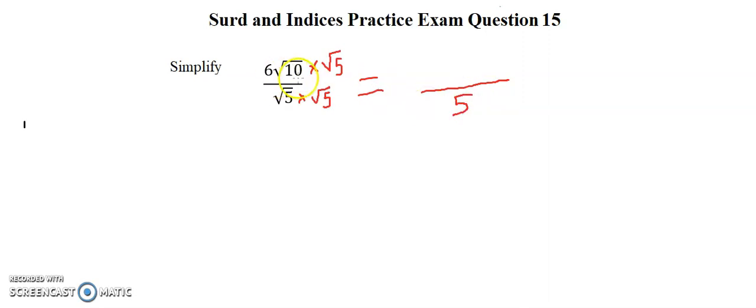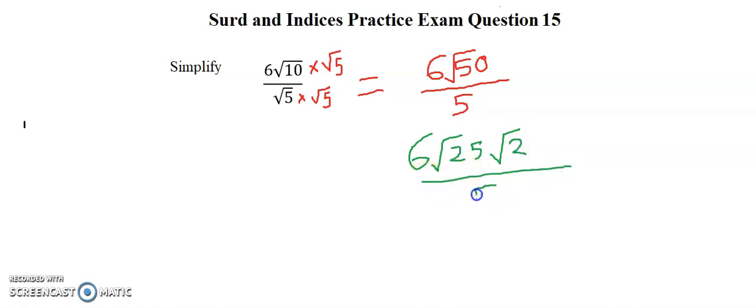Then let's look at the top. We've got 6 square root 10 times 5 is square root 50. Next thing I want to think about is what is a factor of 50 that is a squared number, and it's 25. So I can rewrite this question as 6 square root of 25 square root of 2 over 5.